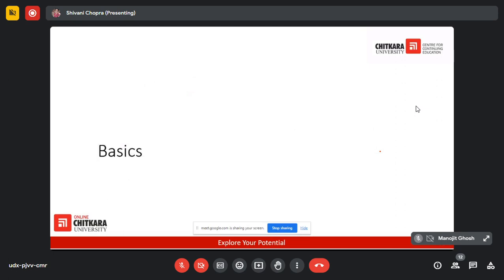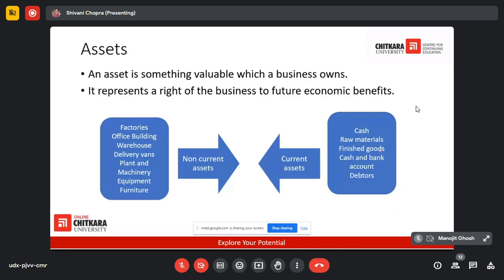Now, this takes us to the basics that we require in order to build up a base for this subject of financial accounting. The first term that we need to understand is asset. What do we mean by an asset? Let's have a look at this. An asset is something valuable which a business owns. So, in order to understand this terminology, the first point is that it is something on which the business has control. Second point is it has a right to use. And the third point is that it must have the capacity to generate economic benefits.